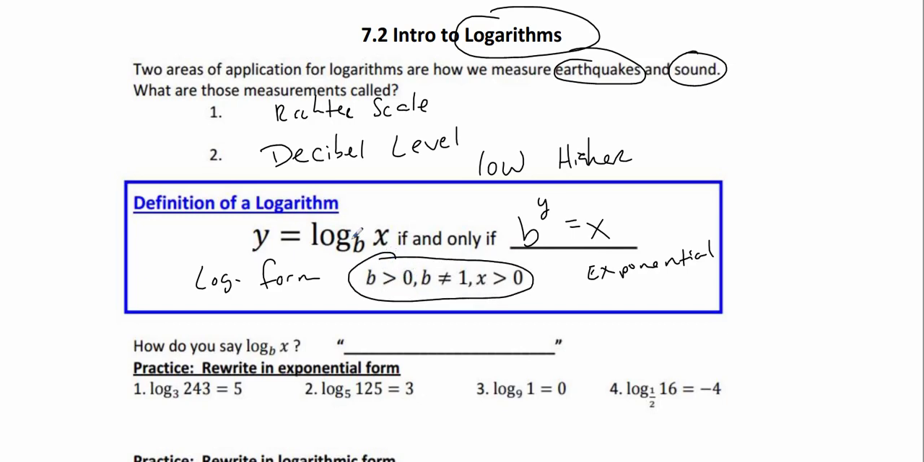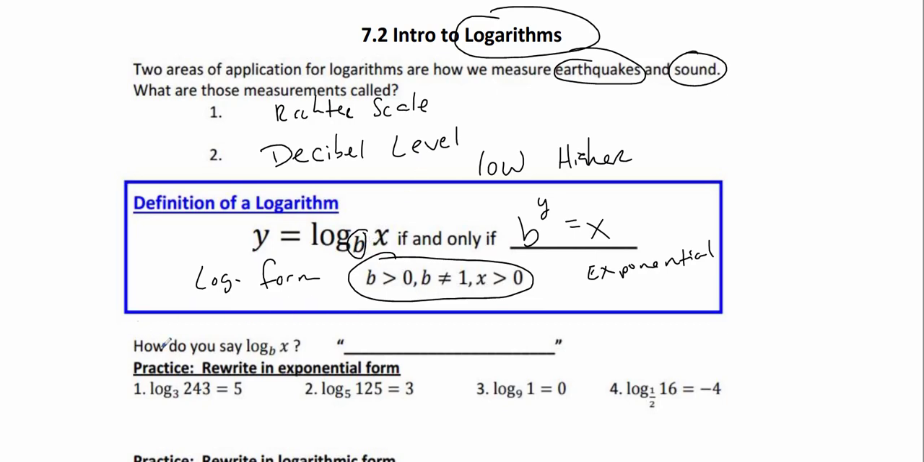So here are some different things that have to occur. B has to be greater than 0. This cannot be a negative number ever, ever, ever. B cannot equal 1. Okay, B cannot equal 1. It just says it right there. And x cannot be 0. Okay, this number cannot be 0. The y value can be 0. That's okay. But the x value can't be 0, b can't be 0, and b cannot equal 1.